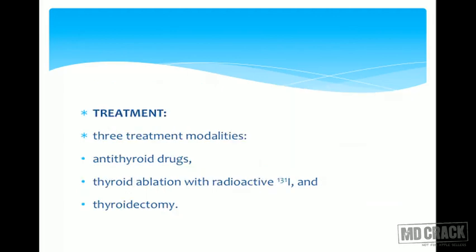What are the main treatment options for Graves' disease? We have 3 treatment modalities: antithyroid drugs, thyroid ablation with radioactive iodine, that is iodine 131, and surgery. Next, we will see all these 3 one by one.